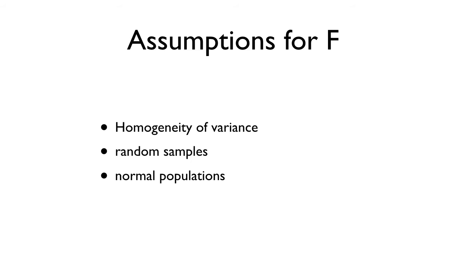So most of the F assumptions we can violate. We can violate this to a point, homogeneity of variance. We almost always violate random samples and normal populations, and it just doesn't matter. Okay? The math doesn't change that much.